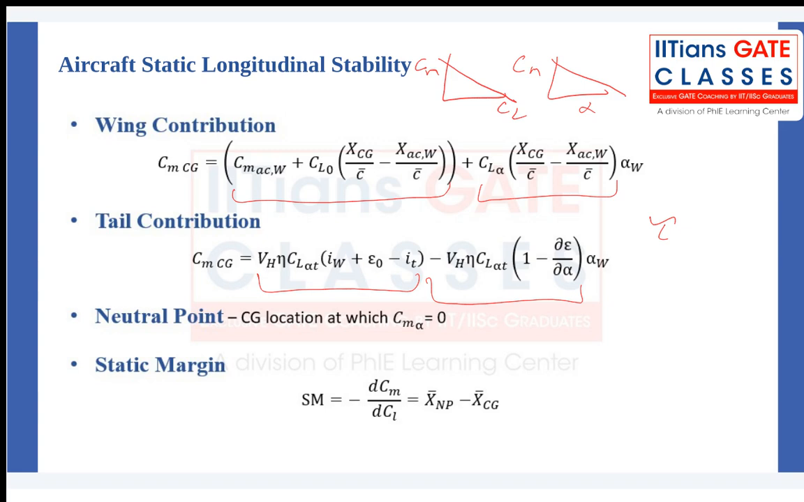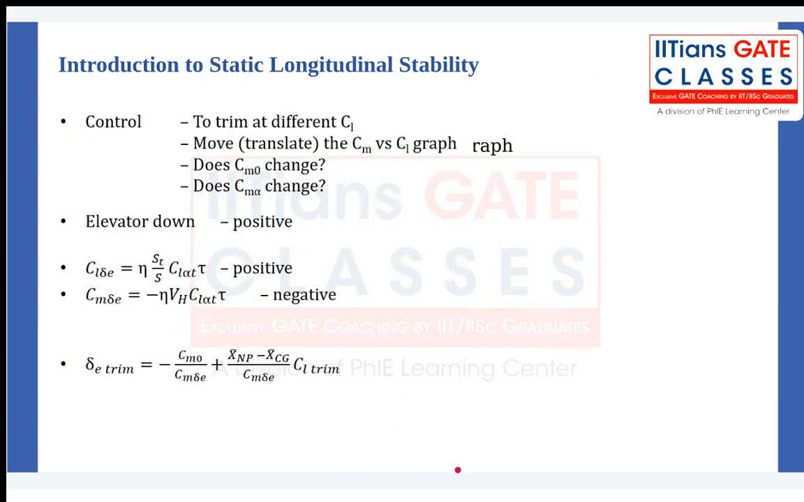In elevator requirement calculation, do we need to take CM naught at alpha equal to 0 or CM naught at CL equal to 0? CM naught at alpha equal to 0. So let me just go back to that equation. So the CM naught, when it says just CM naught, we have defined it as CM versus alpha as CM naught. Only when it is explicitly mentioned that it is not that, we consider something else.